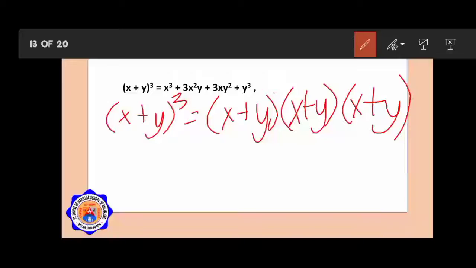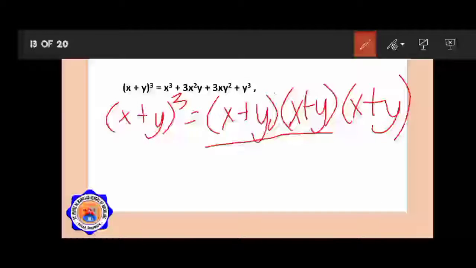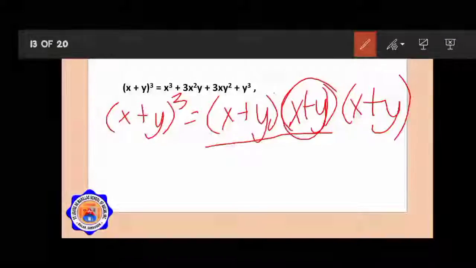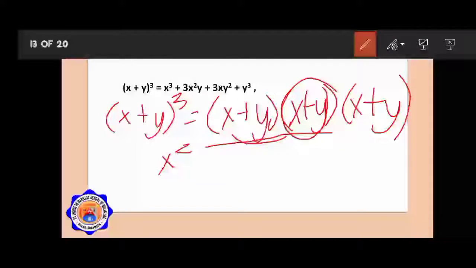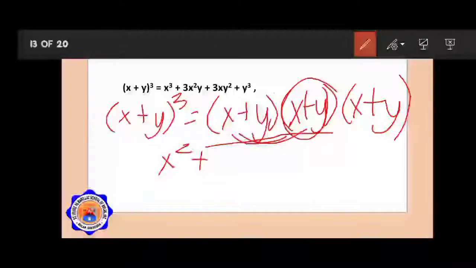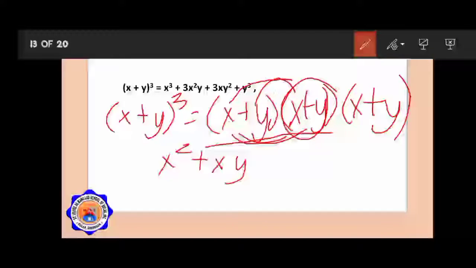In this situation, you will first use the FOIL method on the first two factors. x times x is equal to x squared. Then x times y is equal to positive xy. Then positive y times positive x is equal to positive xy.